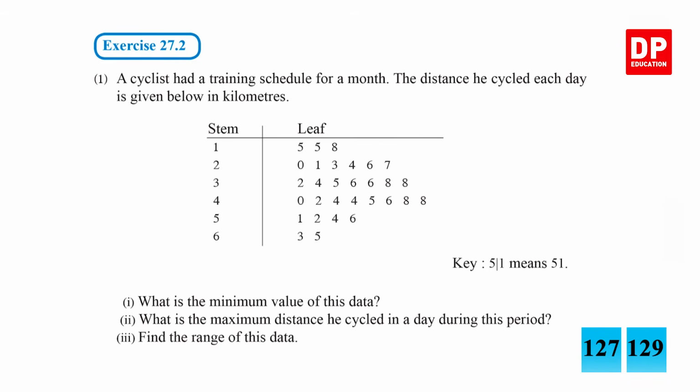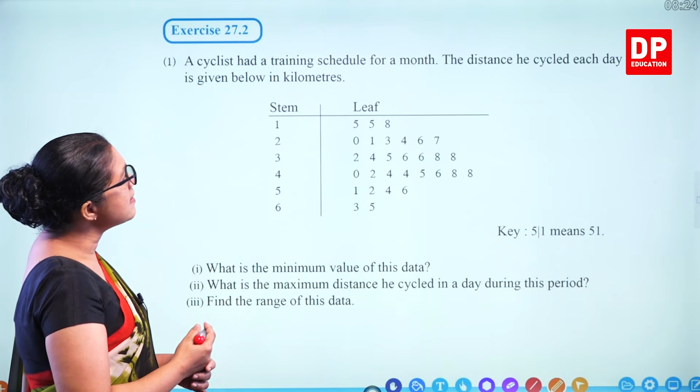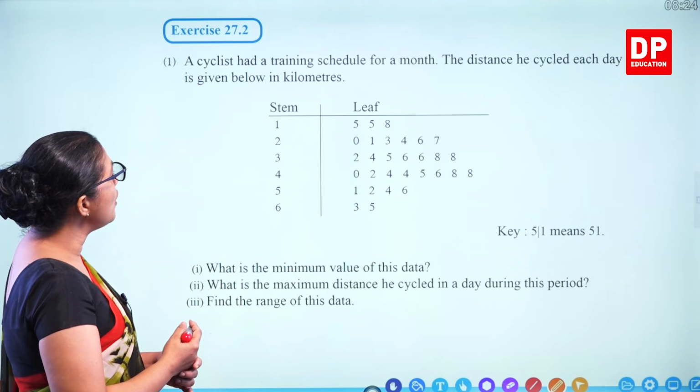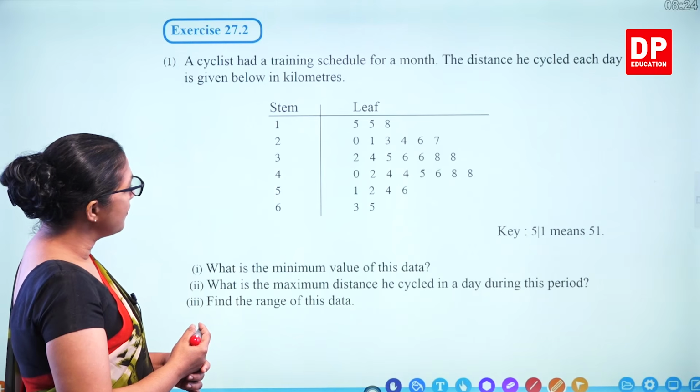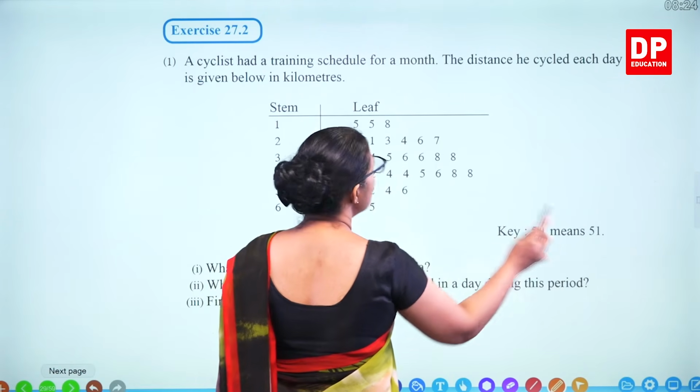Exercise 27.2. A cyclist had a training schedule for a month. The distance he cycled each day is given below in kilometers. So the key is given. 5/1 means 51.